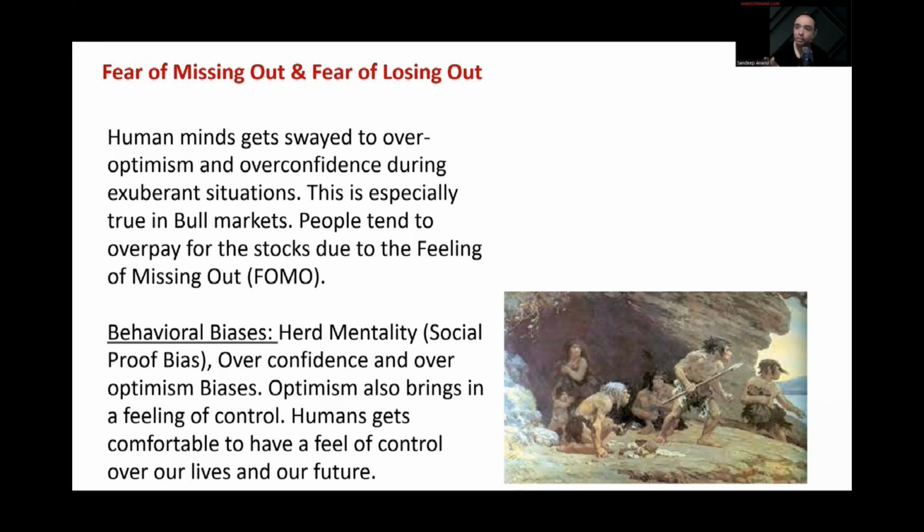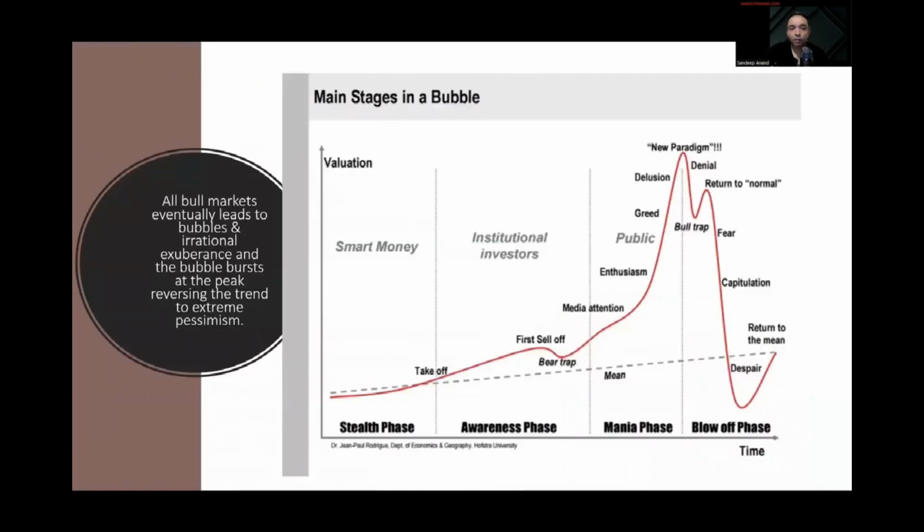The opposite is what a typical investor needs to have: an inner scorecard, going against the herd, not caring about social proof, not having hubris, that is overconfidence, and having a rational mind. It's all the opposite of human nature, and that's why investing is difficult. Optimism also brings a feeling of control for humans, although we know that it's not in our control. And all bull markets eventually lead to bubbles and a crash that follows. The bubble bursts at the peak, reversing the trend to extreme pessimism.